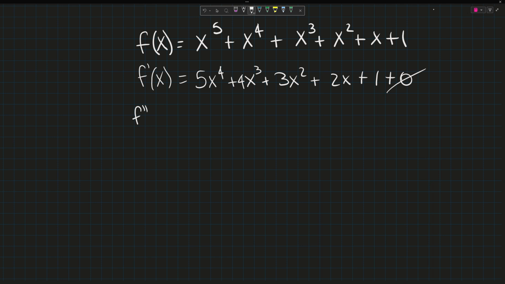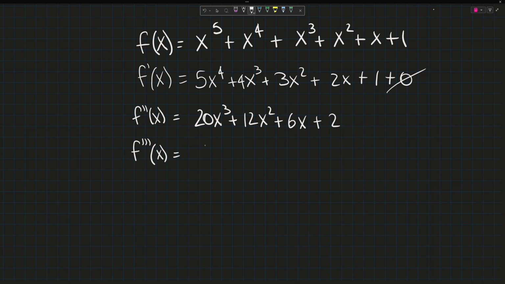Now if we do f prime prime of x, again we would do the same thing. 20x to the 3rd, plus 12x to the 2nd, plus 6x to the first plus 2. And then that would be 0. Notice how for each derivative, the degree goes down by 1. The third derivative would be 60x to the second plus 24x plus 6.